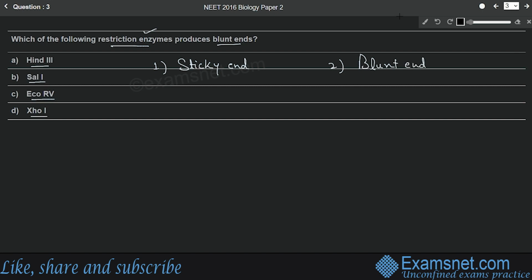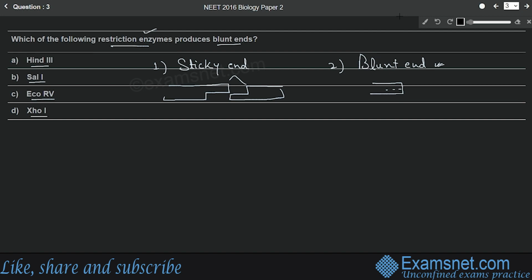Now, what is the difference between these two? In the case of sticky ends, one strand is longer than the other. Suppose the upper strand is longer, then the lower strand will be smaller. And on this side, the other DNA will have the upper strand shorter and the lower strand longer, so that these two can stick together. Whereas in the case of blunt ends, both the ends are of equal length. So in sticky ends, the upper strand has more nucleotides than the lower strand, whereas in blunt ends, both strands have an equal number of nucleotides. Therefore these are of equal length, right?